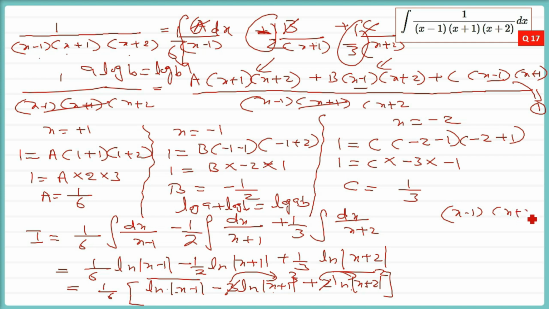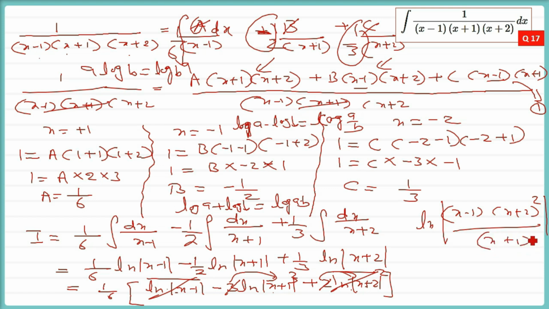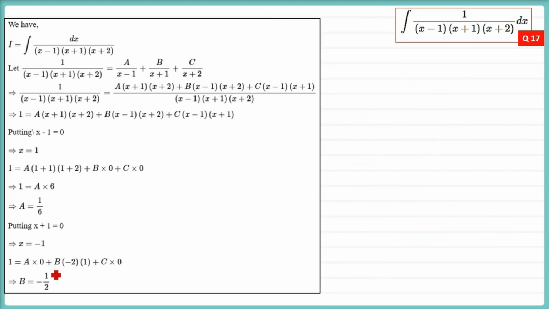So x minus 1 into x plus 2 whole square, which comes from the first and the third term, and the subtraction will go in the denominator. Let me write this formally: log a minus log b is equal to log a divided by b. So ln is log base e only. We get x minus 1 into x plus 2 whole square divided by x plus 1 whole cube, times 1 by 6. This is your I. So this is how we are going to go about it.